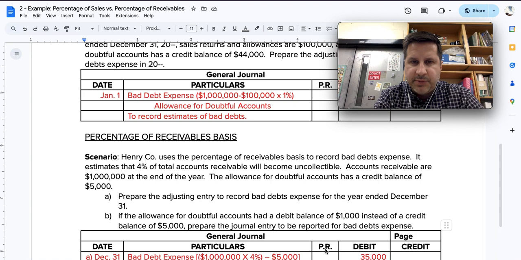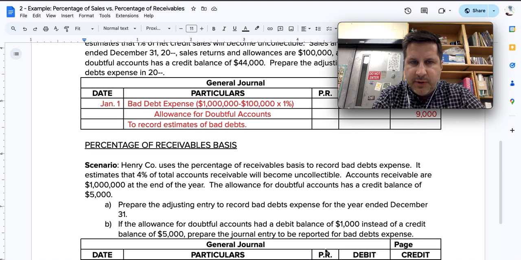So here's our final scenario for the day, and there's two different scenarios we'll look at in this. So Henry Co. uses percentage of receivables, and they estimate that 4% of their total accounts will be uncollectible. Receivables are $1 million, and the allowance for doubtful accounts has a credit balance of $5,000. So a lot of info here, but let's look at it. If you were to take your calculator and take 4% of $1 million, it means that our allowance for doubtful accounts should have a balance of $40,000. In this scenario, it says the allowance has a credit balance of $5,000. So we know it should be 40, but it has 5.